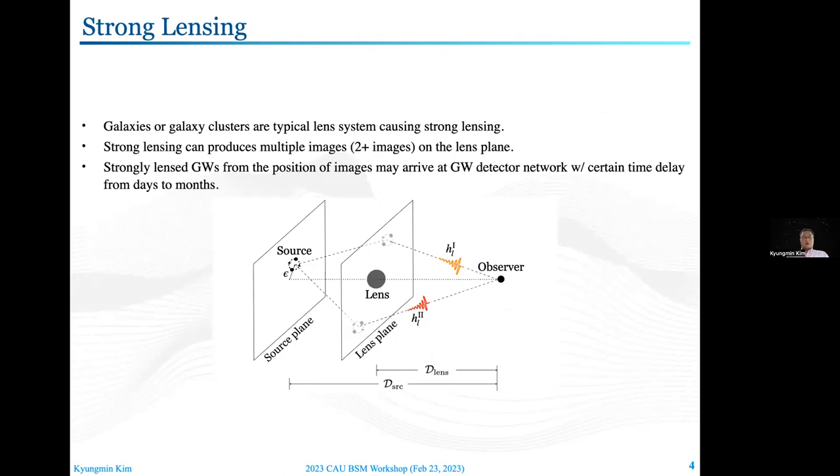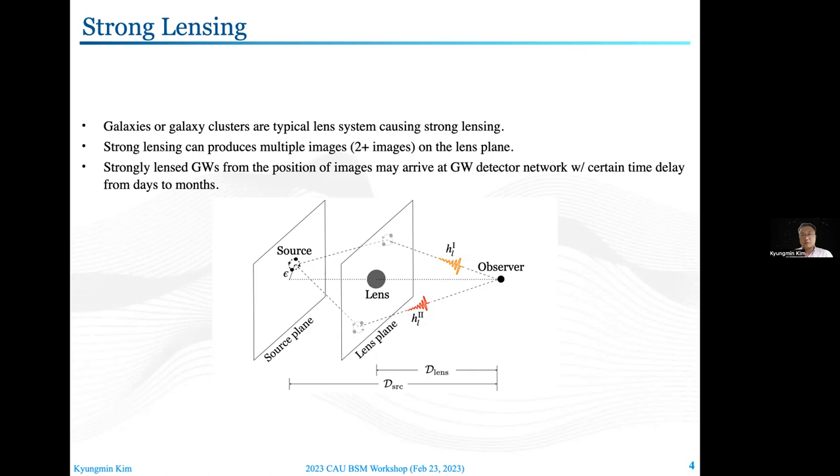Okay, let me move on to the specific lensing signatures I have studied in the recent three years. The first one is about strong lensing. Typically, strong lensing can be caused by galaxies or galaxy clusters. It means much larger, heavier masses are the typical sources of lensing systems causing strong lensing.